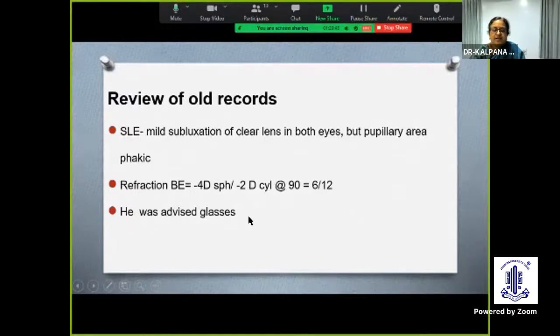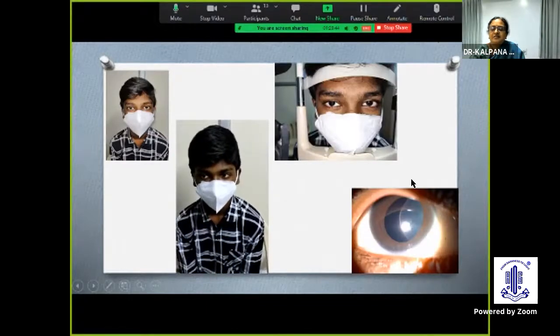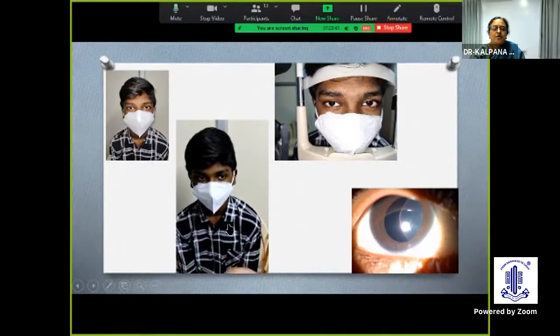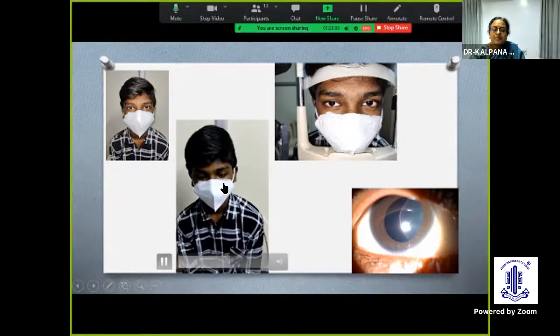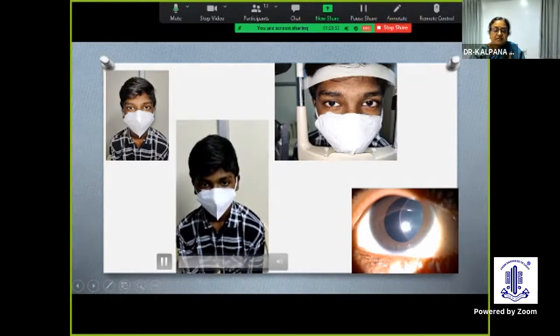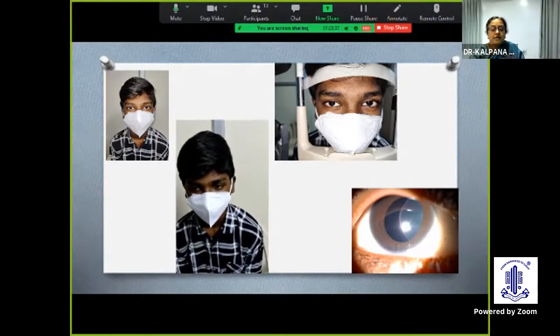And he was continuing to wear the glasses. And this is the boy here. You can see this subluxation. Why I am showing you this is that in very young children, sometimes there is a problem in fixation or a sensory deviation, mainly because of anisometropia or untreated refractive error, usually myopic. So that's why I'm showing this picture of fixation. One should be very careful in following up these children.